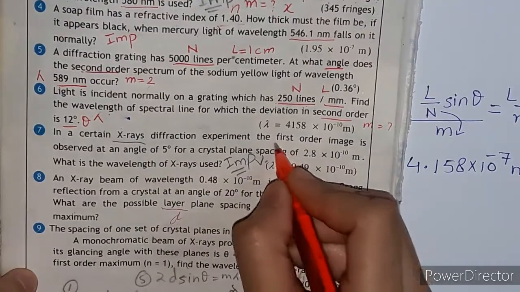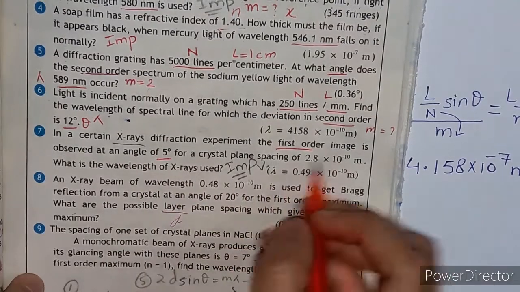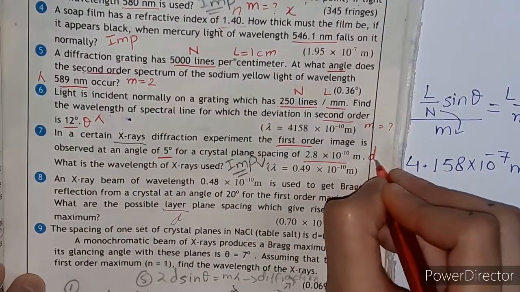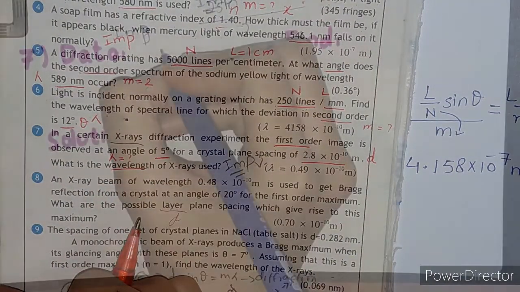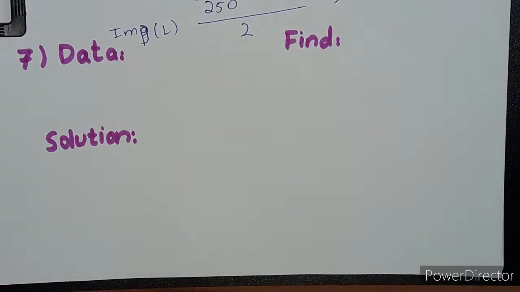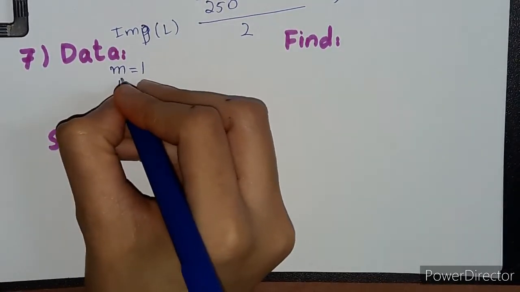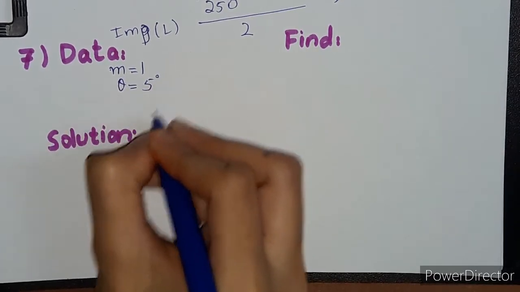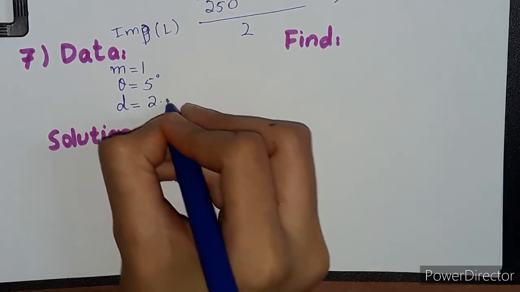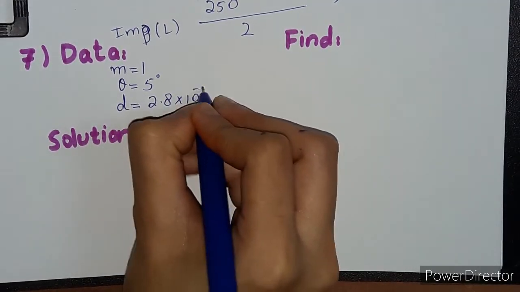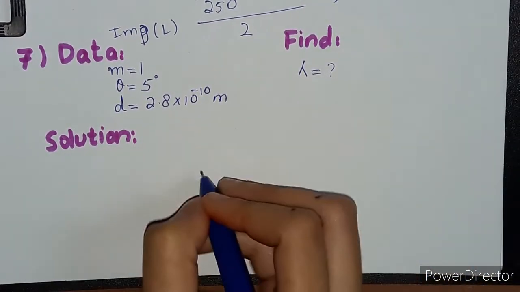First we are given the first order, m value is 1. Then we are given the angle and the value of d, to find the wavelength. Moving towards the data and solution, this is important because it is related to X-rays. This is first order, and we are given the angle 5 degrees, and the value of d, which is 2.8 times 10 to the power minus 10 meter, and we have to find the lambda value or wavelength.